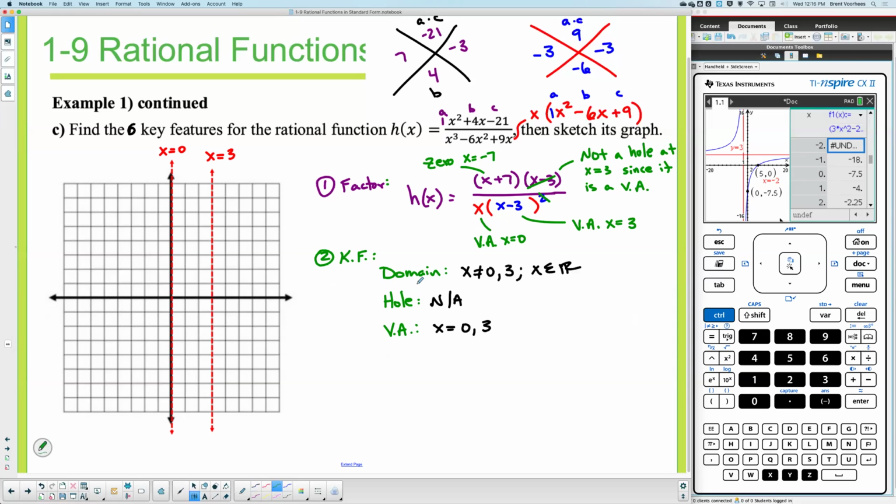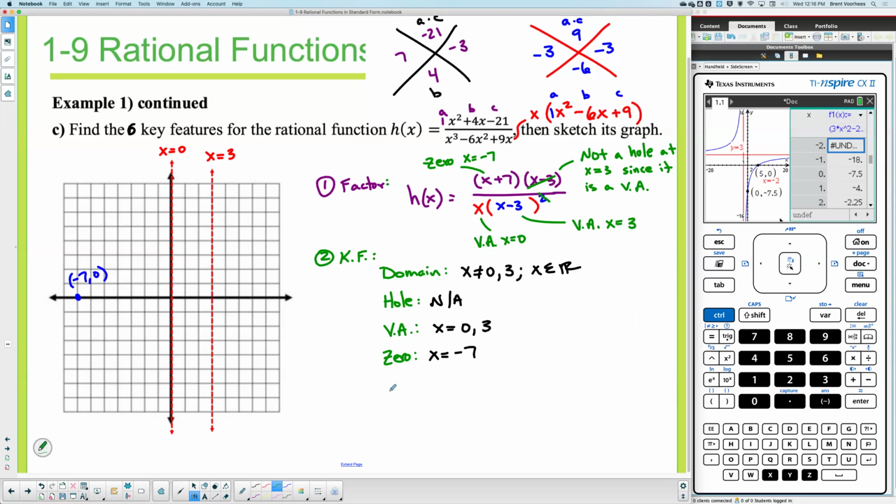Okay, picking up. We've done domain, hole, vertical asymptote. Now comes the 0. Where's our 0? x equals not 7, but -7. Go to your graph. 1, 2, 3, 4, 5, 6, 7. Put a dot. I'm writing that backwards. -7, comma 0. That's where that is.